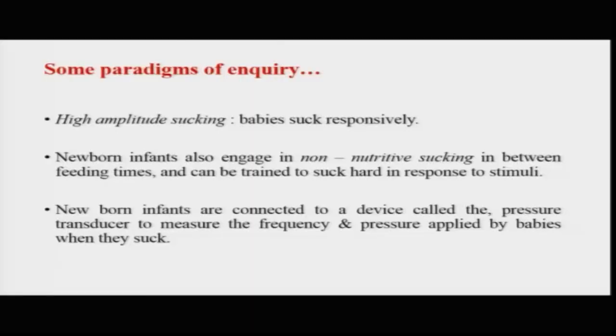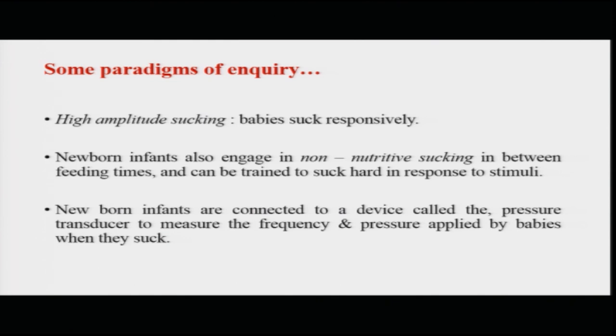It has also been, by the way, discovered that children also engage in what is referred to as non-nutritive sucking. When they are not having food, when they are not hungry or anything, they are still doing the sucking behavior in between feeding time. So, in some sense, that could also be taken as an index of whether they are interested in something, whether it is their state of mind, so to speak. Mothers are very good at judging this.